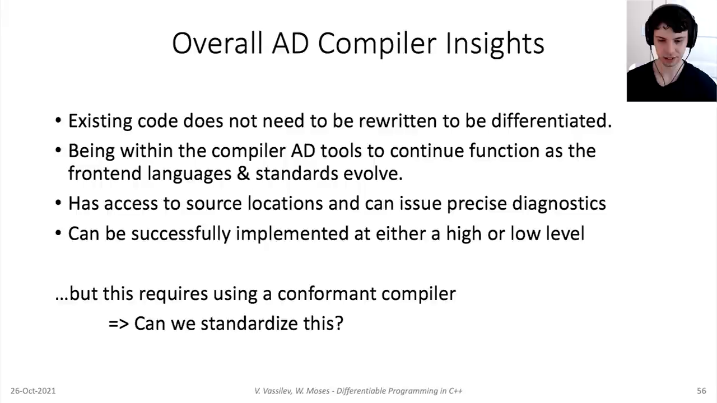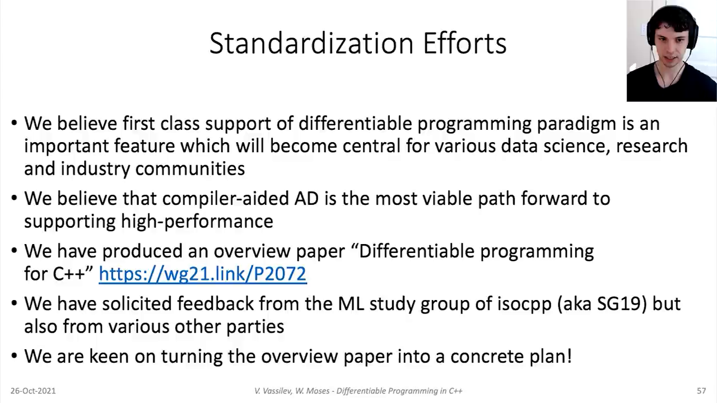And since this requires support from a conformant compiler, the immediate question that comes to mind is, can we standardize this? So then rather than just having to rely on, oh, you have a version of the compiler that is able to do this, we have a compiler that we know is guaranteed to work on my code because the standard says that it's able to. This is where we're going to end up. And we have some work inside of the C++ ML working group, or SG19, to be able to ask about standardizing some of the mechanisms behind automatic differentiation.